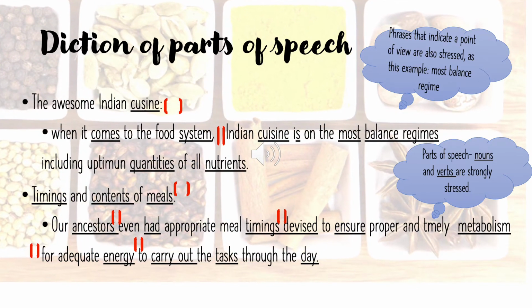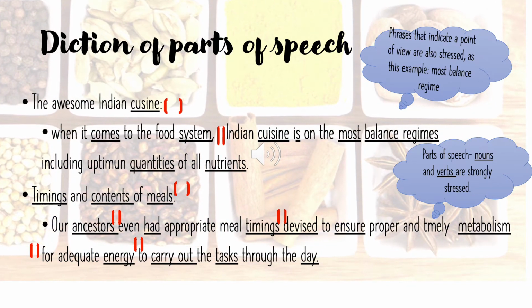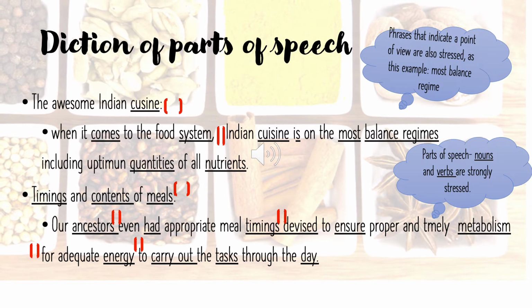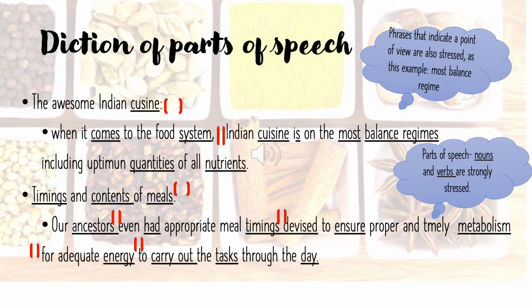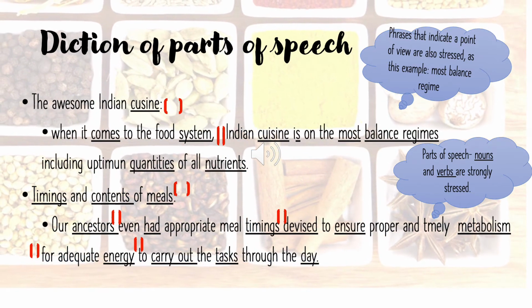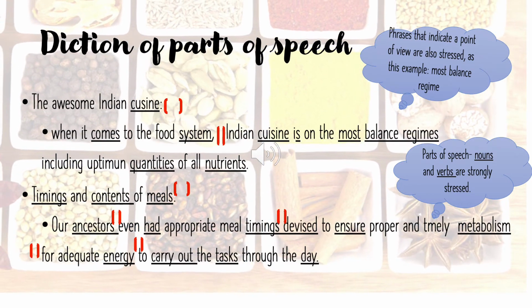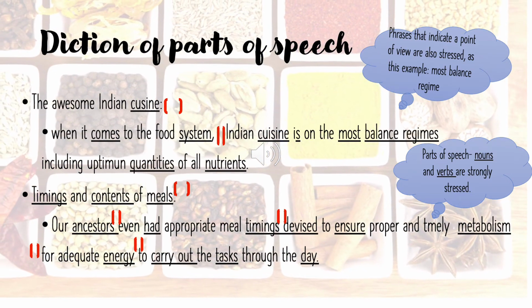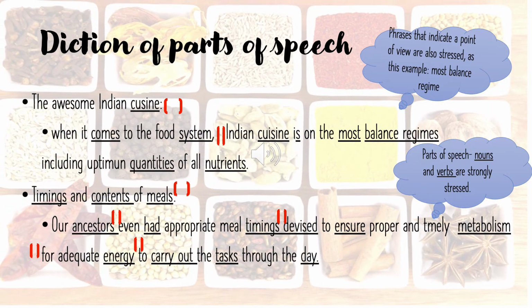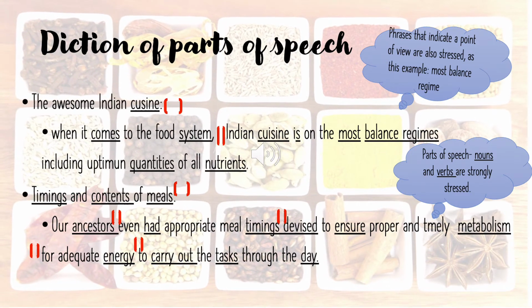Including optimum quantities of all nutrients, timings and contents of meals. Our ancestors even had appropriate meal timings devised to ensure proper and timely metabolism for adequate energy to carry out the tasks through the day. You listen, you stressed out the words. Hey, you have to identify which are the nouns and the verbs. I made it for you. All the underlined words are nouns and verbs.